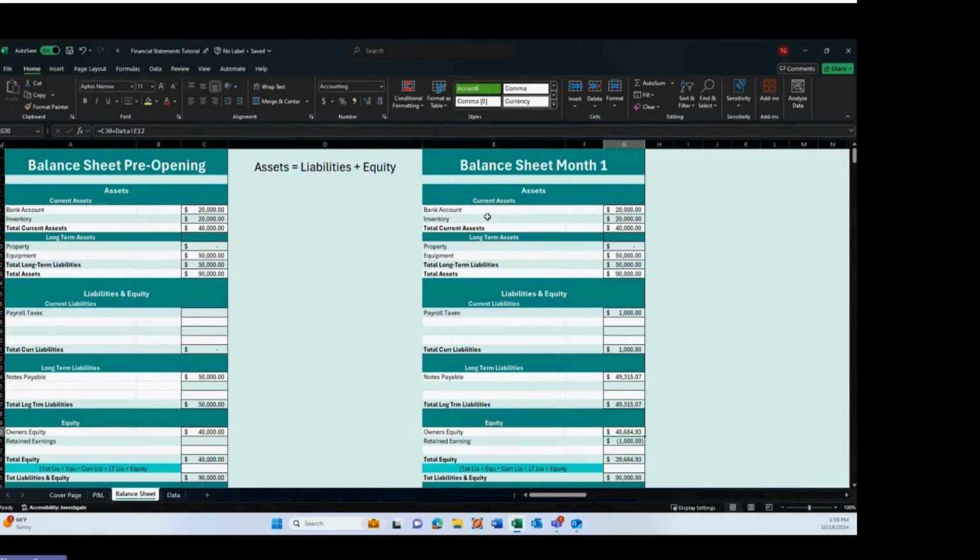We've got a bank account, we've got inventory, we've got property, equipment, these types of things, right? And so, the business has them, it's using them to make money.